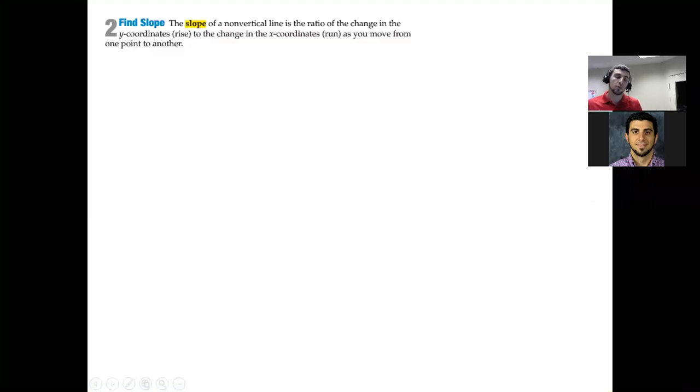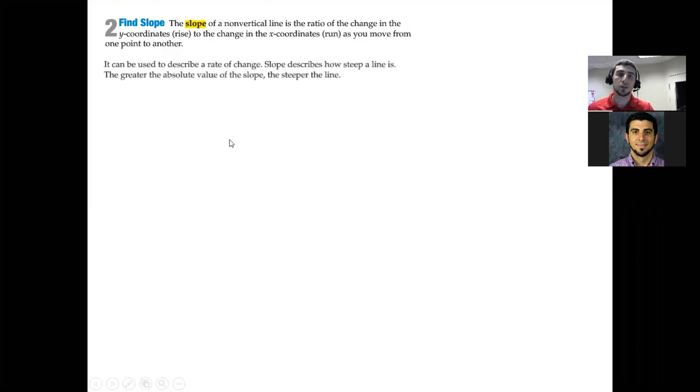Okay, so slope. The slope of a non-vertical line is the ratio of the change in the y-coordinate, which we call rise, to the change in the x-coordinate, which we call run, as you move from one point to another. This is the same exact thing as finding the rate of change, so it can be used to describe the rate of change. Slopes describe how steep a line is. The greater the absolute value of the slope, the steeper the line.